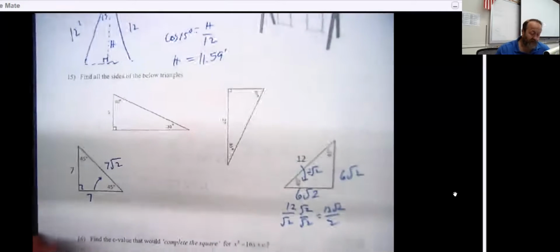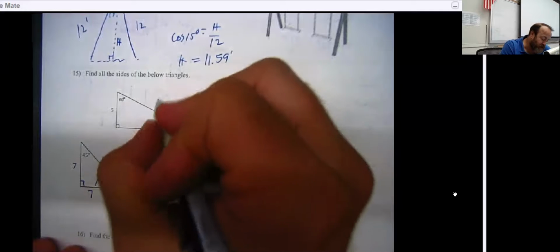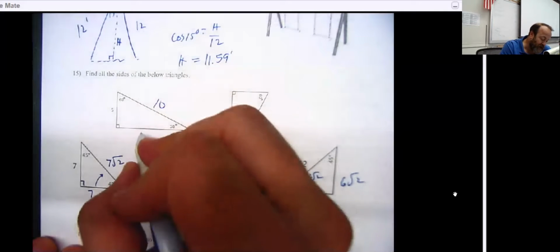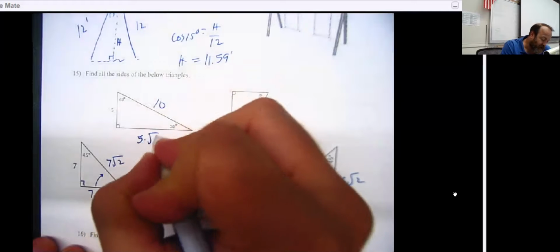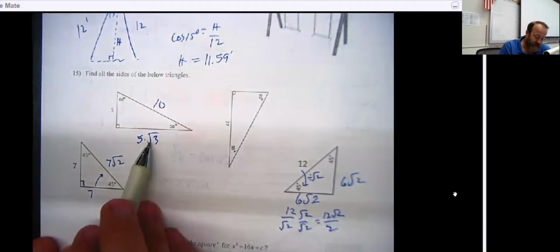Now, of course, in the 30, 60, 90, there was a slightly different pattern, and that was that the hypotenuse was twice the size of the shortest leg, and that the medium side was that short leg times the square root of 3. So whatever the short leg is, multiplied by root 3.